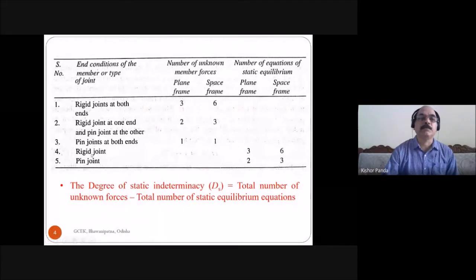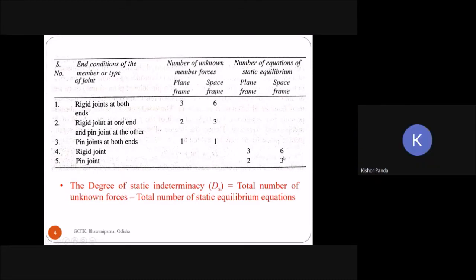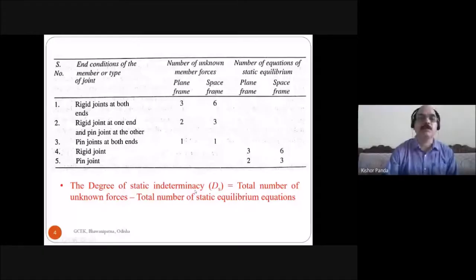Similarly, here is given, for a rigid joint, how many equations for a plane frame and how many for a space frame, and similarly for a pin joint. Everything is given here. Then you can also find the degree of static indeterminacy using the number of unknown member forces and the number of equations of static equilibrium. You have to find the total number of unknown forces, which is the total number of member forces plus the total number of reaction components, and this is the total number of static equilibrium equations.